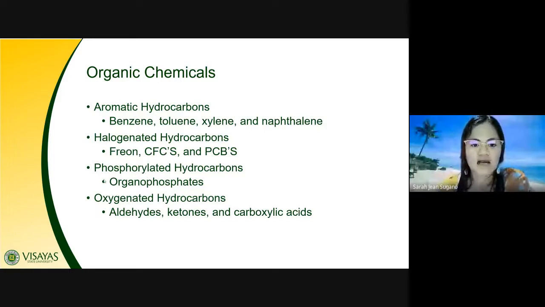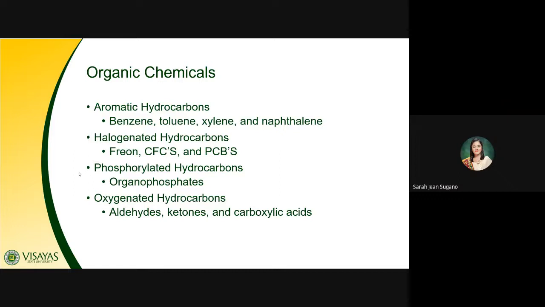And then we also have phosphorylated hydrocarbons, for example organophosphates, and another type is oxygenated hydrocarbons, which include aldehydes, ketones, and carboxylic acids. So those are the different organic chemicals. Can you still remember this from organic chemistry, class?